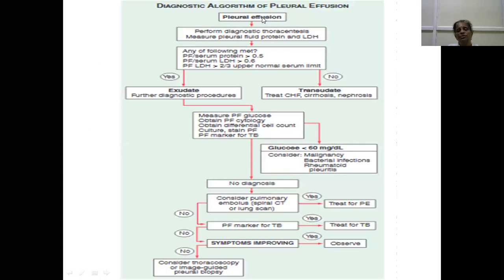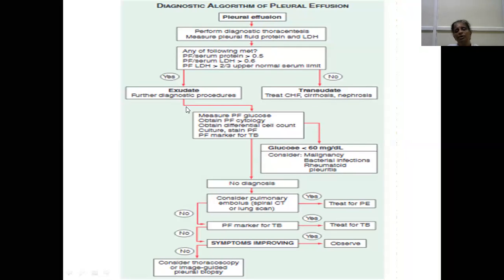Once the pleural effusion is there, we have to do a diagnostic thoracocentesis, that is, pleural fluid is aspirated and sent for analysis for protein and LDH. Protein and LDH to apply Light's criteria. If any of the Light's criteria are met, then we have to say it is exudate. If not, then we have to say transudative. Once it is transudative, we have to treat the cause, that is cirrhosis, CHF, or nephrosis, whatever it is. We have to treat that cause.